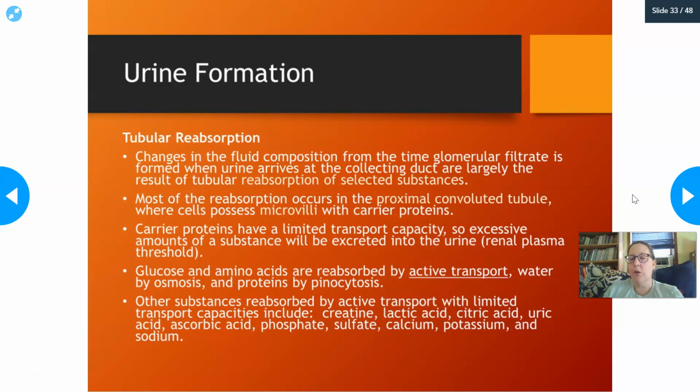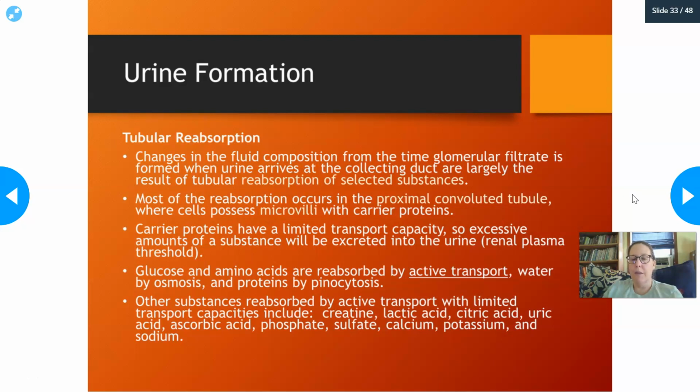So it'll start occurring basically as soon as the filtrate leaves the glomerular capsule and starts going down that proximal convoluted tubule. And the cells there have microvilli with carrier proteins. So remember, microvilli are finger-like projections which increase surface area, so that allows some more reabsorption, so we can get all the good stuff we need and put it back into the blood. The carrier proteins, however, do have a limited transport capacity, so any excessive amount of a substance will automatically be excreted into urine. That is also called the renal plasma threshold.